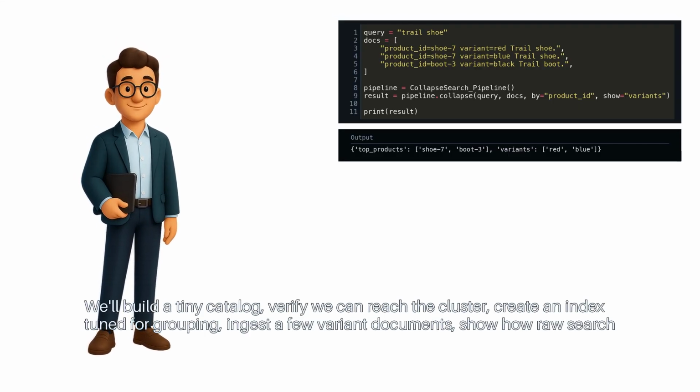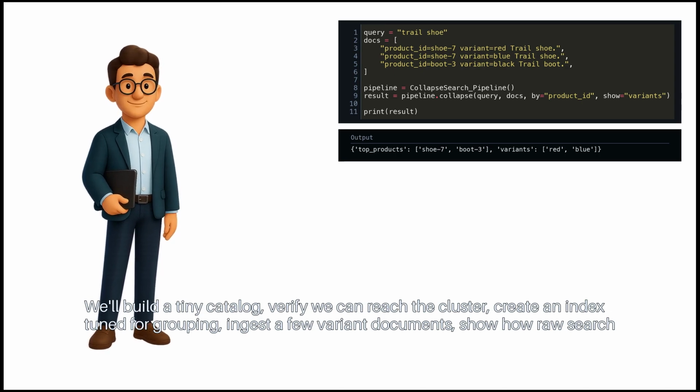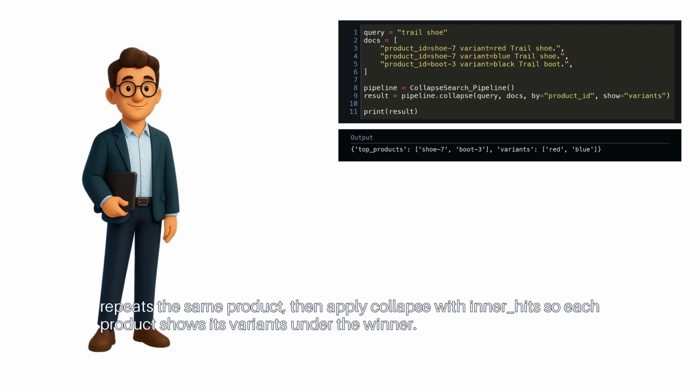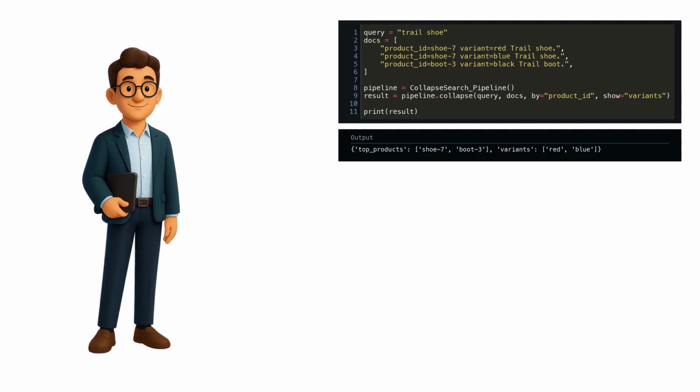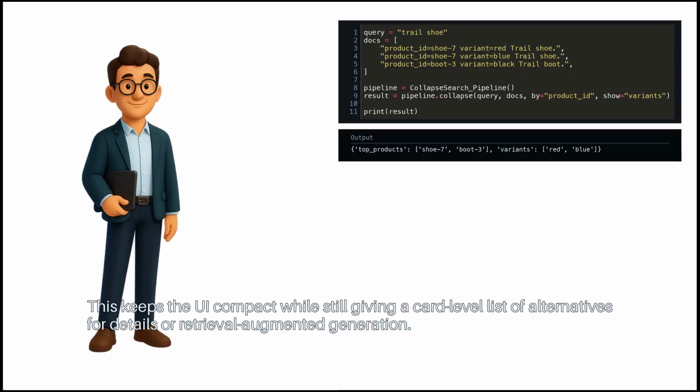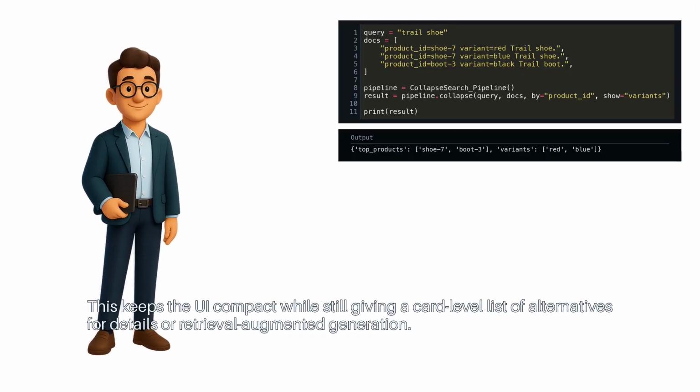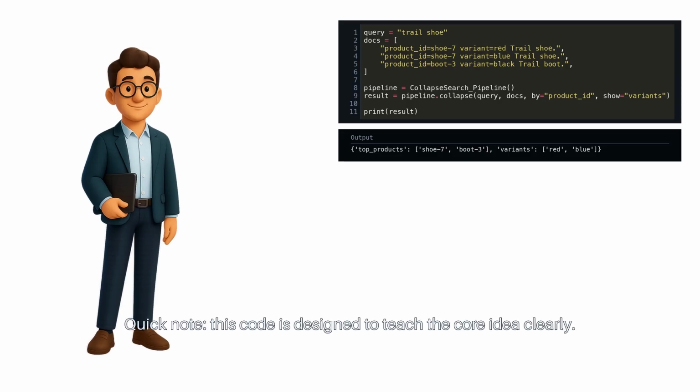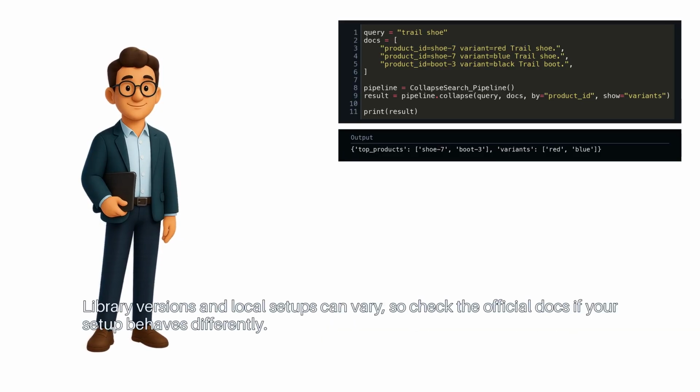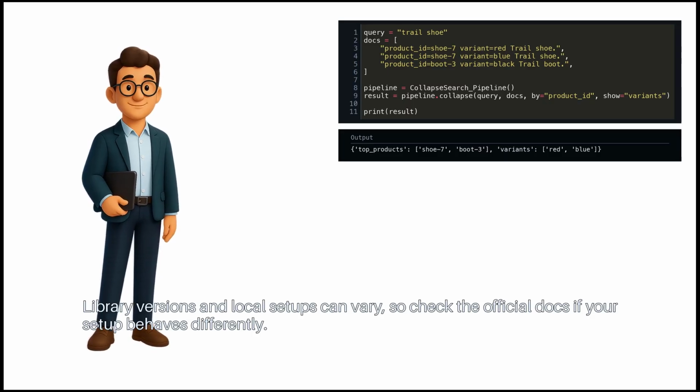We'll build a tiny catalog, verify we can reach the cluster, create an index tuned for grouping, ingest a few variant documents, show how raw search repeats the same product, then apply collapse with inner hits so each product shows its variance under the winner. This keeps the UI compact while still giving a card-level list of alternatives for details or retrieval augmented generation. Quick note: this code is designed to teach the core idea clearly. Library versions and local setups can vary, so check the official docs if your setup behaves differently.